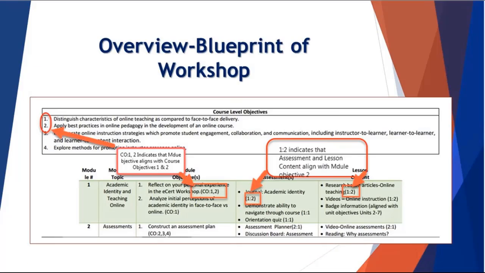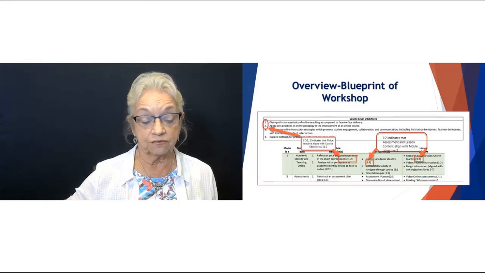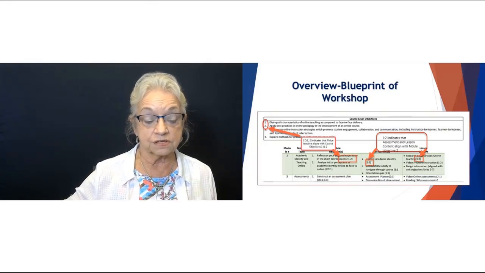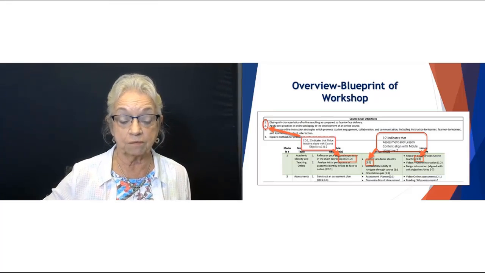This is an overview of the blueprint for the e-certification workshop. This is a document that we've created in order to show the connection between them. You can see that the module objectives are where we show the connection to the course level objectives. We indicate that with this CO colon, which shows which course level objectives that particular module objective links up to.